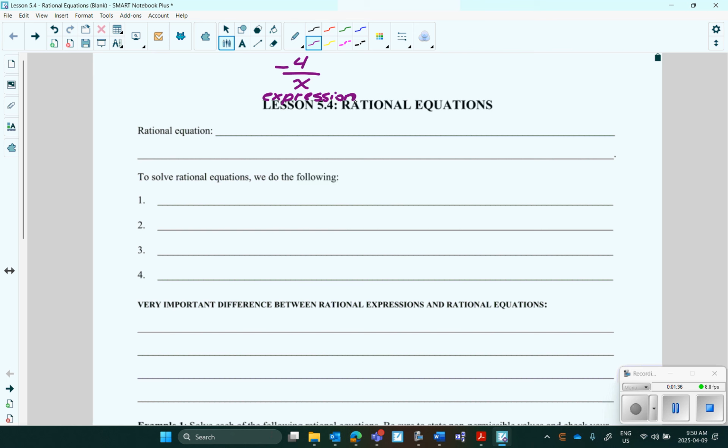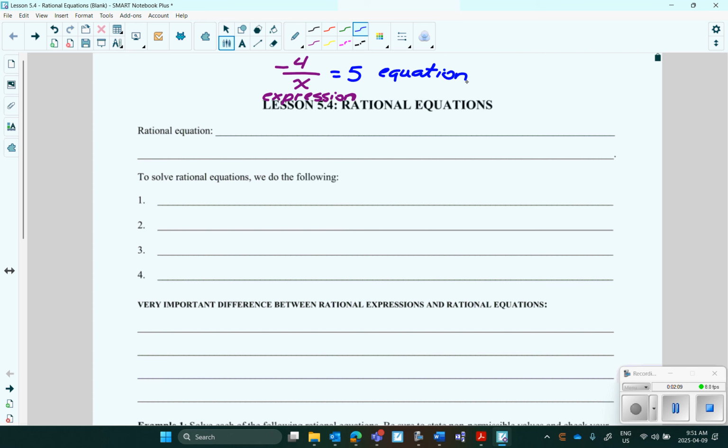What would be an equation? Exactly. As soon as it equals something else, it now becomes an equation. Remember the difference between the two. Okay? For expressions, we don't solve expressions. We simplify them and then evaluate them if you're told what x is.